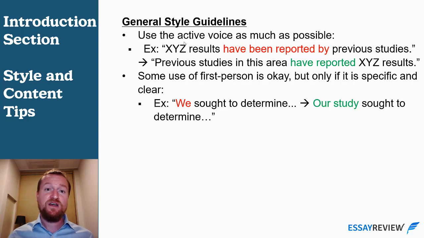You might be wondering what voice, active or passive. Usually we'll use the active voice as much as possible. So for example, "XYZ results have been reported by." This is a bit wordy, right? We have to use 4 words. So instead of this, we would say "previous studies have reported XYZ results." So this general subject, verb, object, active voice structure is the way you want to structure your sentences.